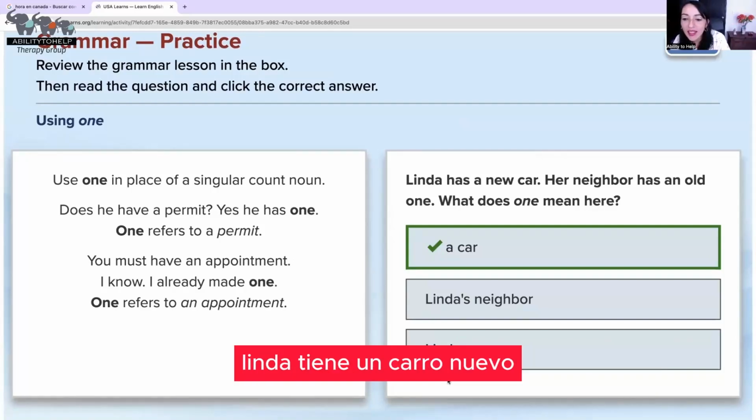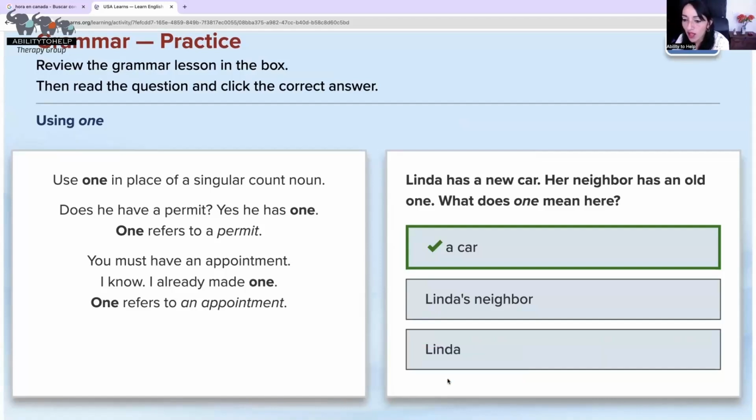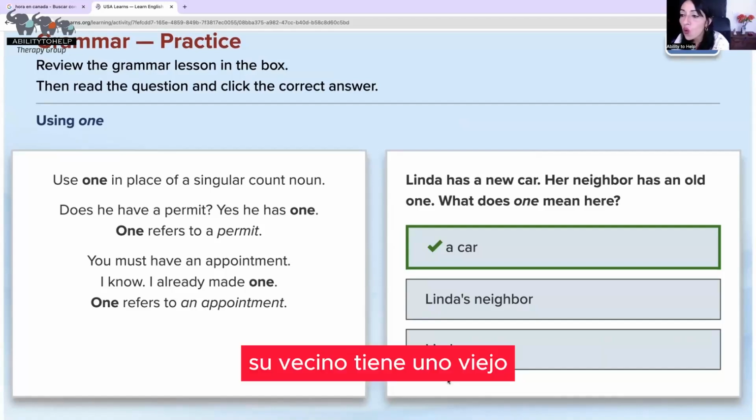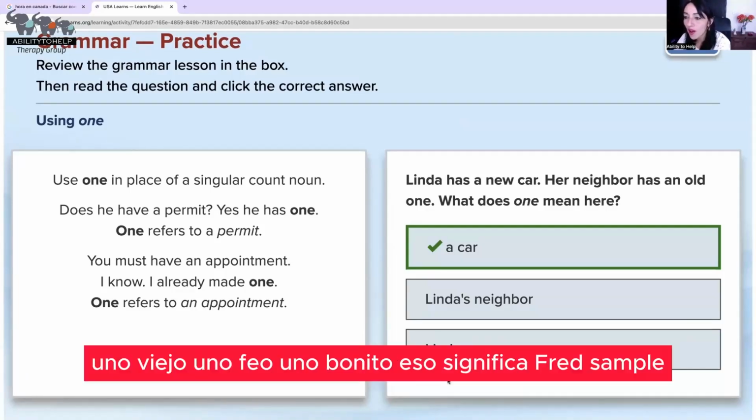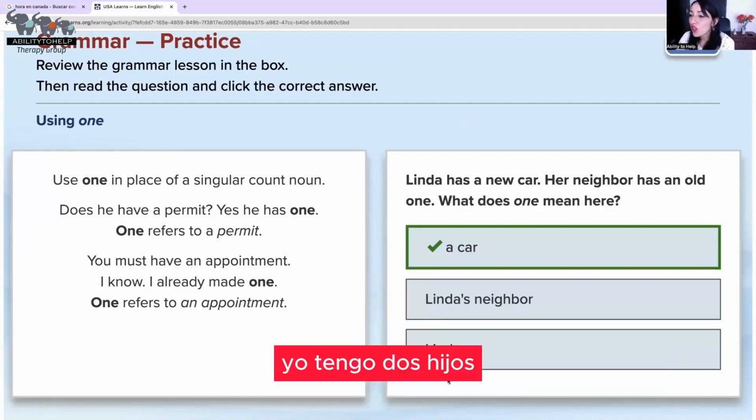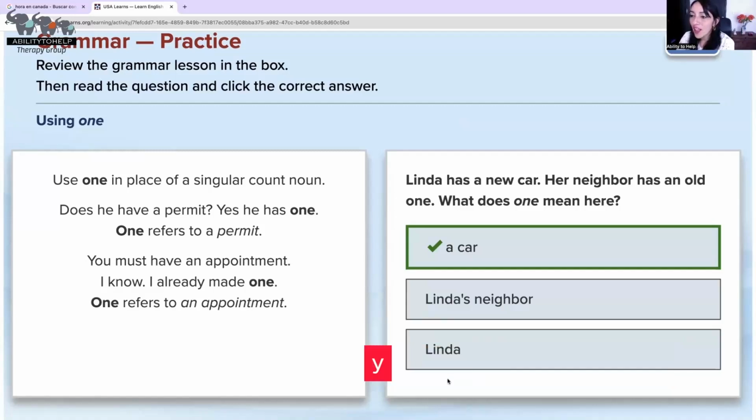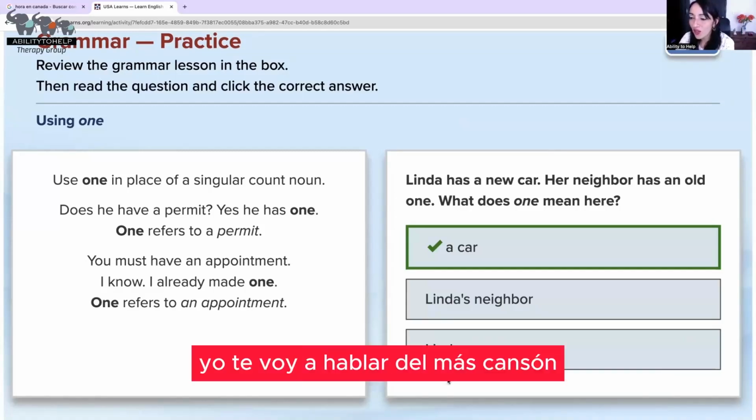Entonces, mira, Linda tiene un carro nuevo. Su vecino tiene uno viejo, uno feo, uno bonito. Eso significa, for example, yo tengo 2 hijos y el más cansón, yo te voy a hablar del más cansón, o te voy a hablar de la más hermosa, o te voy a hablar del más inteligente.